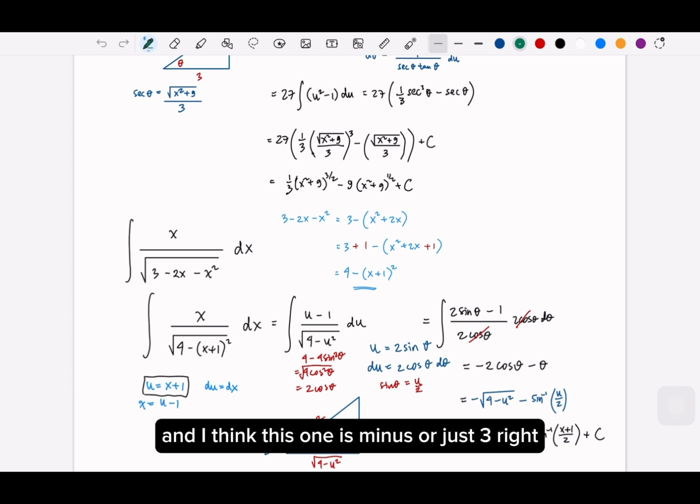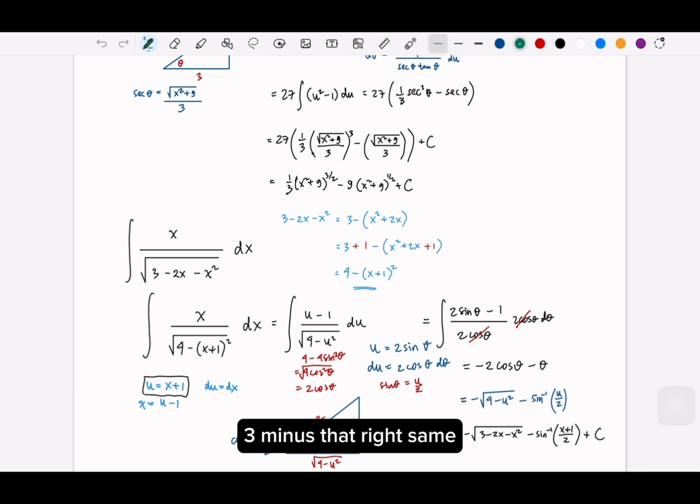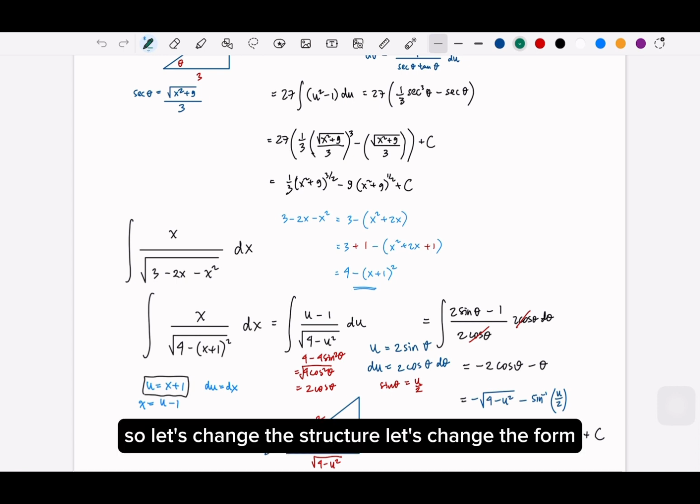And I think this one is minus, so it's 3, right? 3 minus that, right? Same. Okay. So let's change the structure. Okay, let's change the form.